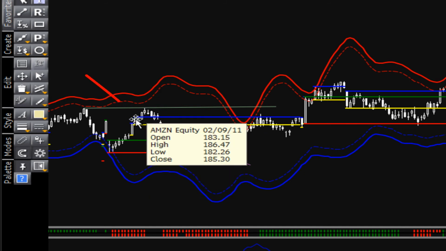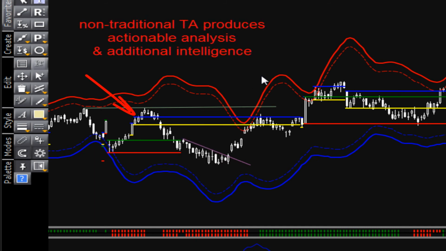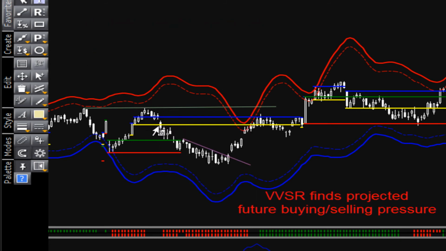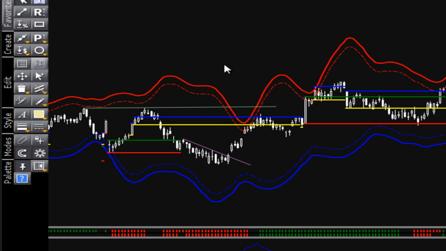We've detected here on February 9th that there would be buying and selling pressure in the future. We projected these levels forward, and this area was support and now becomes resistance. So this also is a demonstration of how normal technical analysis can be applied to these levels. What was support, once that's broken, now becomes resistance, and vice versa.